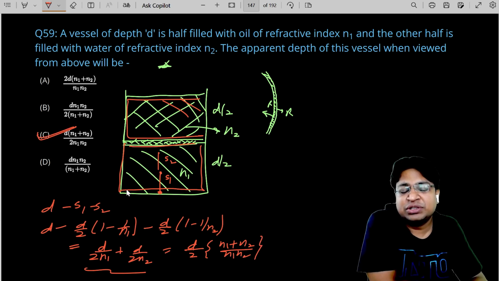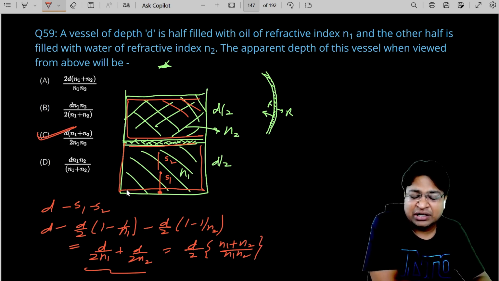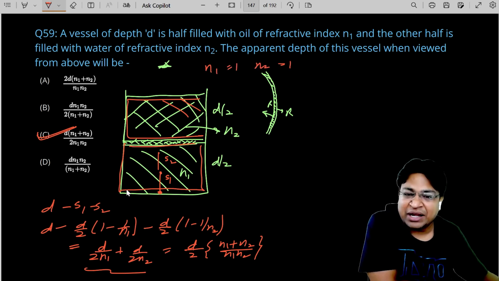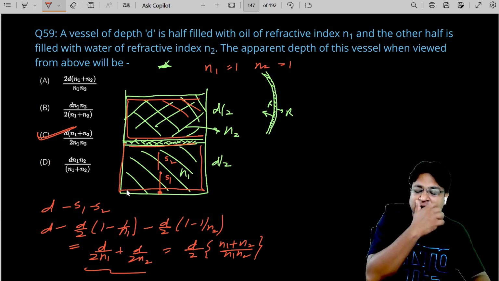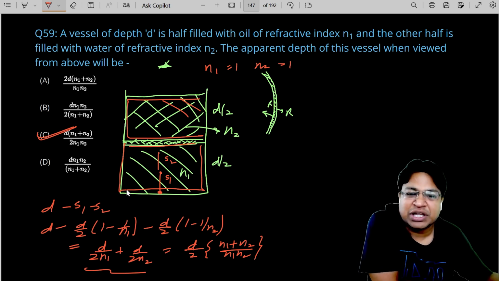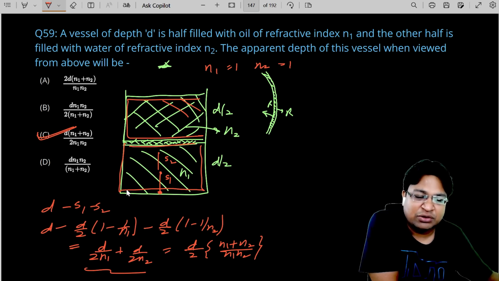Let me also tell you the elimination way. Suppose you get a question like this in an examination. You can imagine that if you keep N1 as 1 and N2 as 1, then the apparent depth will become equal to the real depth, because then there is only air in this setup. So you can check how many options actually give you the apparent depth equal to D when you choose N1 and N2 as 1. For example, if I substitute N1 as 1 and N2 as 1, the first option gives me 2D into 2 upon 1. So that becomes 4D.